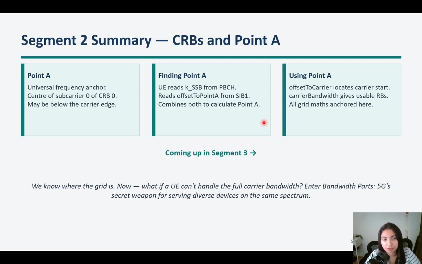That is it for part 2, and in part 3 we will build on this foundation. Now that we know where the frequency grid is, what happens when a UE cannot receive a full carrier bandwidth? That is the problem that bandwidth parts solve. We will look at this in detail in part 3.